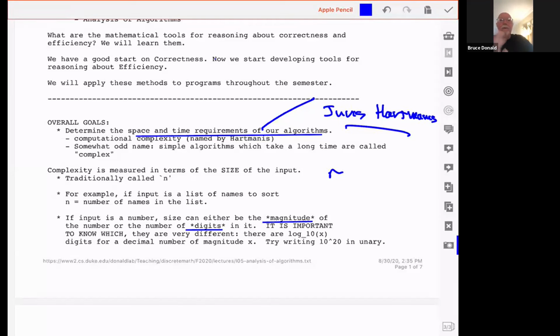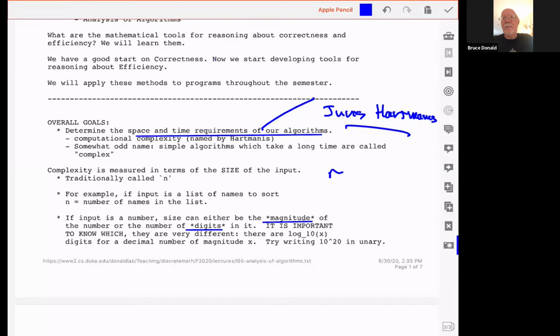So we'll do a lot with numbers because that's kind of where we are in the class, but if n is a number, the representation matters a lot. And this is where we get almost into philosophy. In particular, you have to know whether size is measured in terms of the magnitude of the number or the number of digits. The magnitude of n is how big n is, but the number of digits is different. It's important to know which, because they differ a lot.